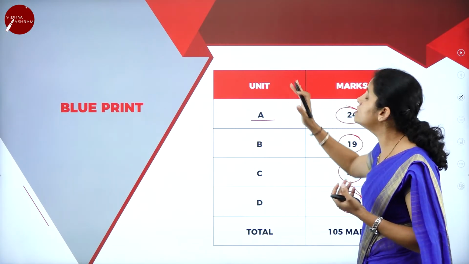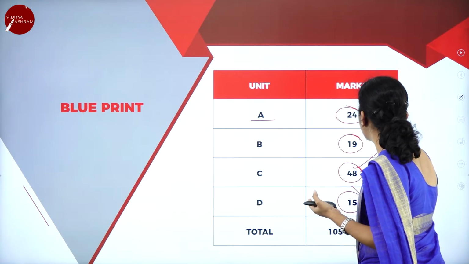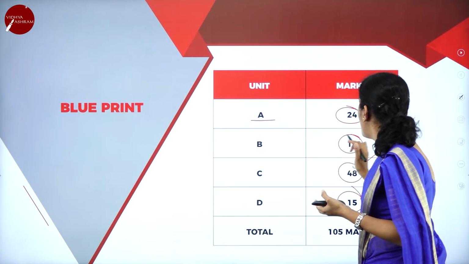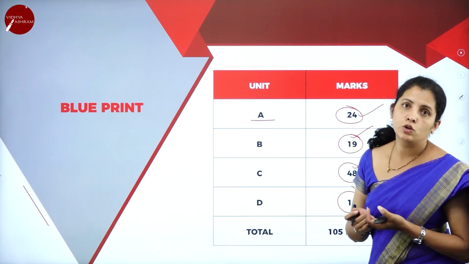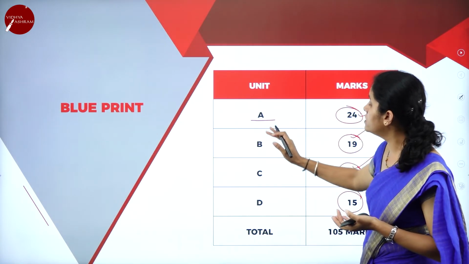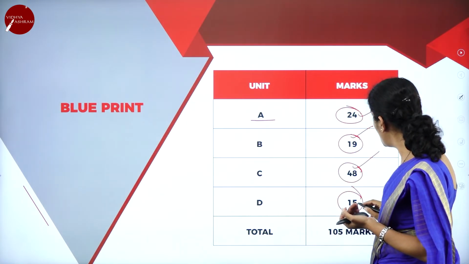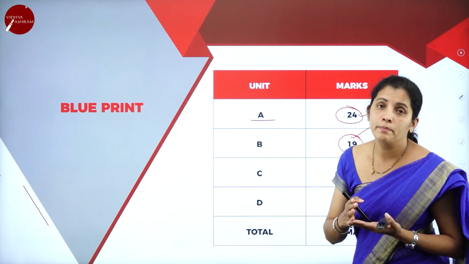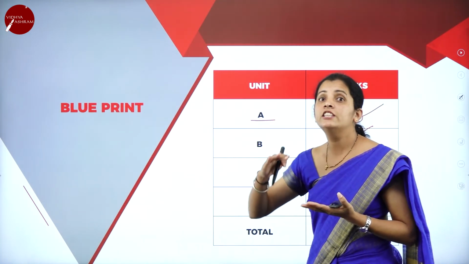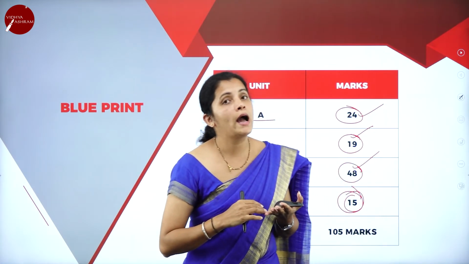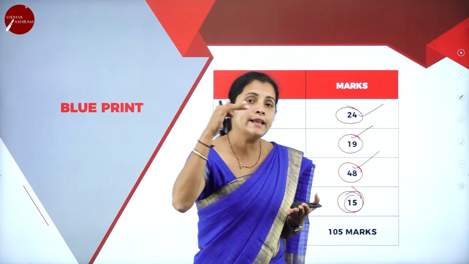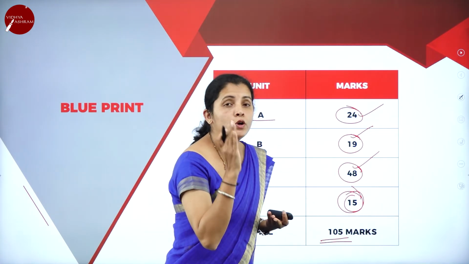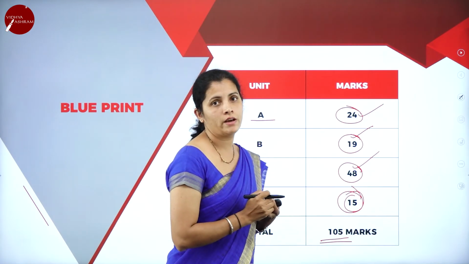Along with that, if you concentrate more on unit A, then you can score 24 marks. If you concentrate more on unit B, you can score 19 marks, and if you concentrate more on D, then you can score 15 marks. Total it is 105. Why is it 105? Because in each part or in each section we are going to have extra questions. So by adding all the questions, I'm going to have 105 marks. But here I'm going to write the exam only for 70 marks.